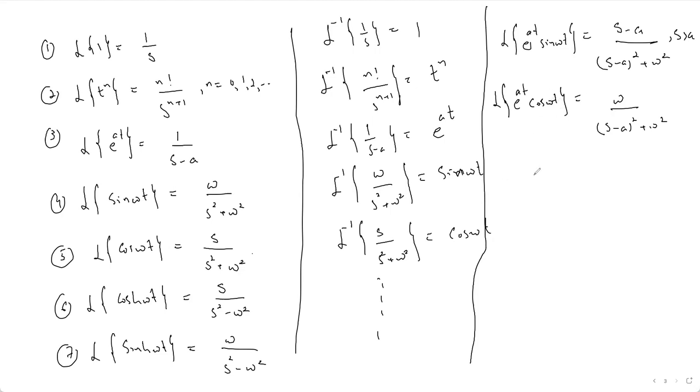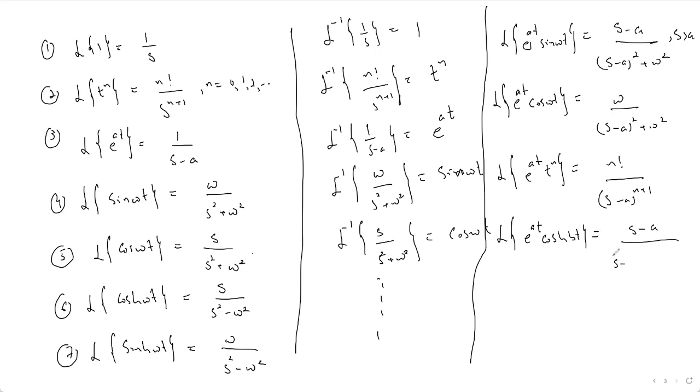Now the Laplace transform of e raised to power at t raised to power n. What is that equal to? It will be equal to n factorial divided by s minus a raised to power n plus 1, right? Similarly, I have the Laplace transform of e raised to power at cos hyperbolic bt, omega t. So that is always equal to s minus a divided by s minus a square minus b square. Similarly, the Laplace transform of e raised to power at sine hyperbolic bt is equal to b divided by s minus a square minus b square.